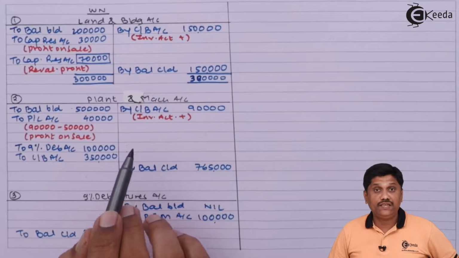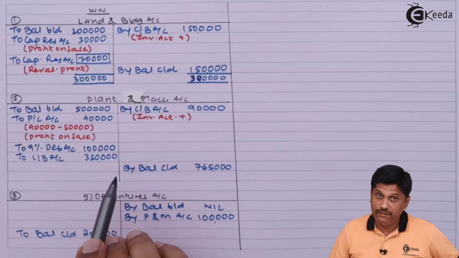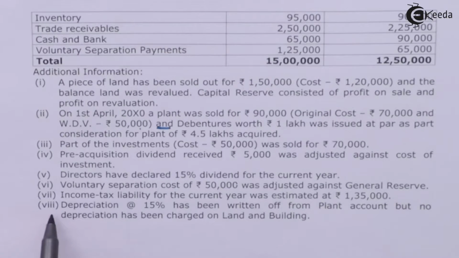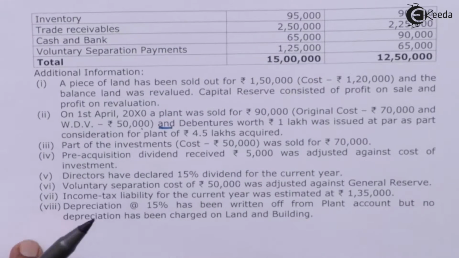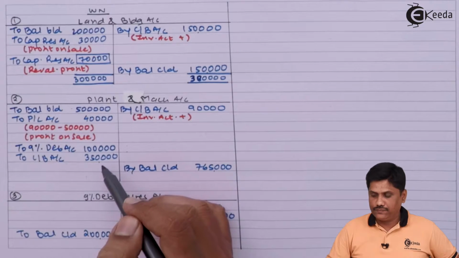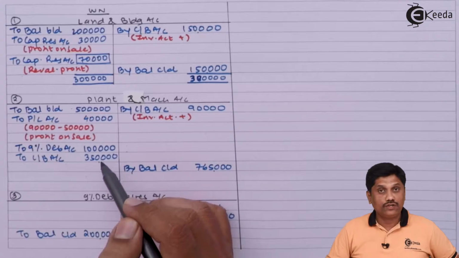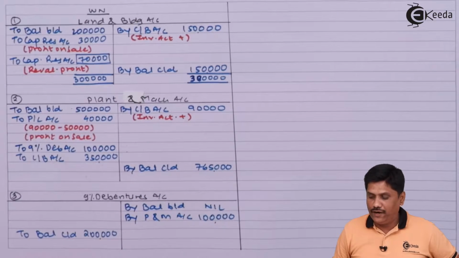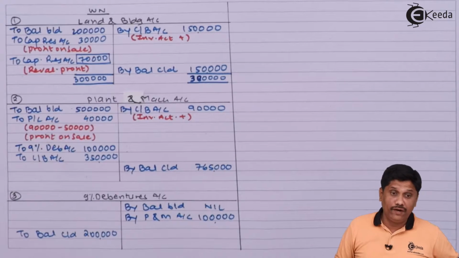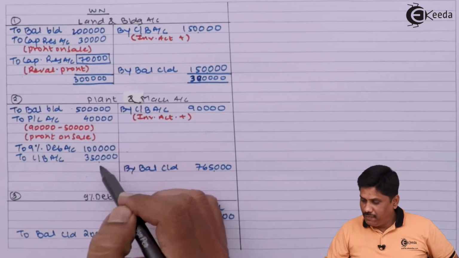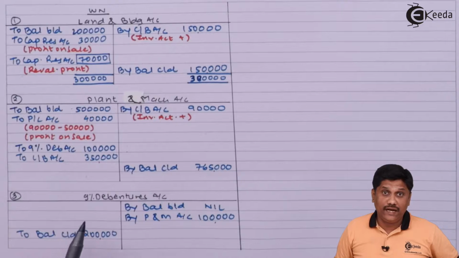I need to see whether there is any other information relating to the plant and machinery also. So I will see the question again. Point number 8, the last point, says that depreciation at the rate of 15% has been written off from plant account, but no depreciation has been charged on the land and building. How much depreciation? 15% depreciation. So let me find out 15% depreciation on the plant. Students, the total of the debit side will give you the total plant, and minus this will give you the balance plant on your hand. So your balance plant we will calculate, and on that 15% we will provide depreciation. The net figure of debit minus this 90,000 comes to 9 lakhs, and on 9 lakhs at the rate of 15%.